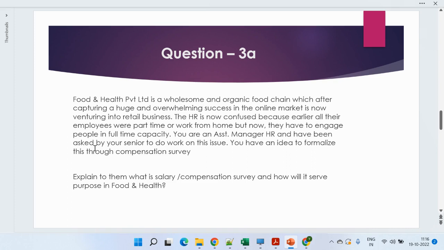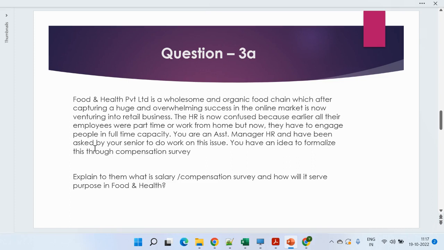In this case, we are talking about the Food and Health Private Limited company, and they are having certain kinds of issues. Earlier it was work from home, now they are going to work from office. So they are finding some differences, so he wants to do a compensation survey. In the question there are two things which are being asked, because it's not clear: explain to them what is salary and compensation survey and how it will serve the purpose of Food and Health. It's missing the Private Limited, right?